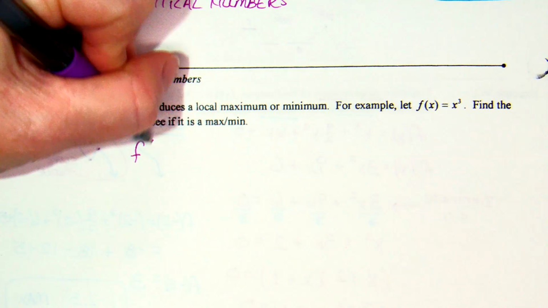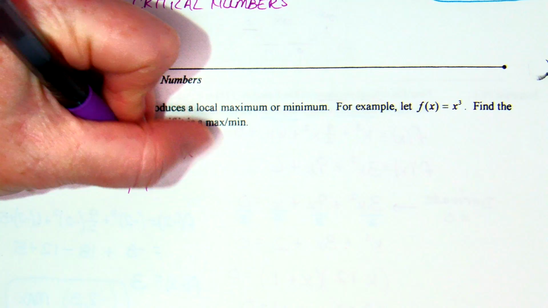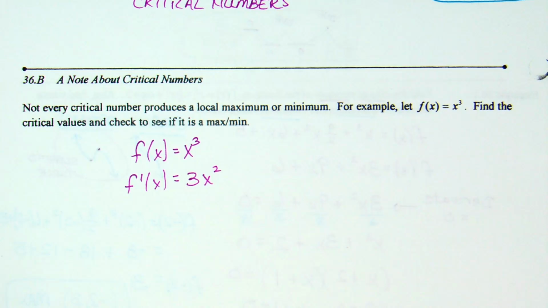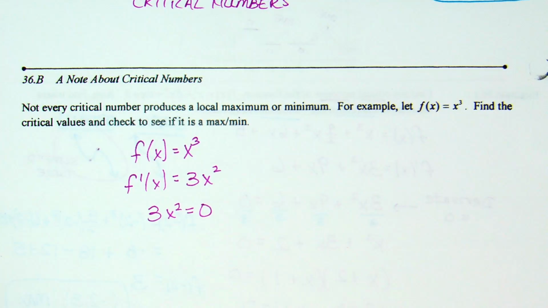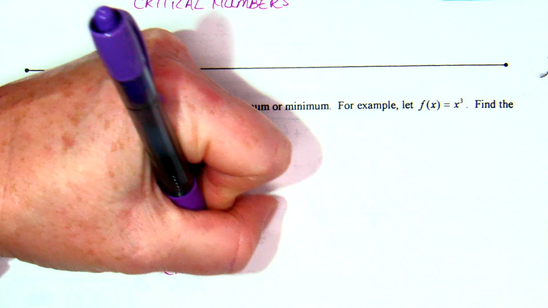Well, if it is just f of x equals x cubed, if we follow that same process, you first of all take the derivative. Derivative of x cubed is 3x squared. Set the derivative equal to 0. When you solve that for x, what do you get? 0, because you're going to divide by 3, and then you're going to square root it, and the square root of 0 is 0. So x equals 0 is my critical number.